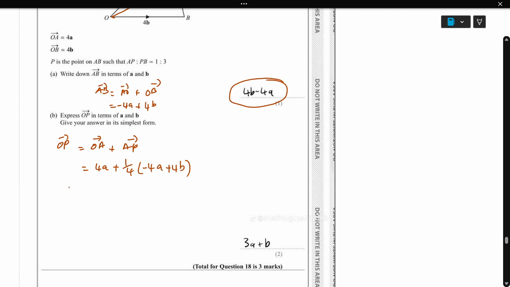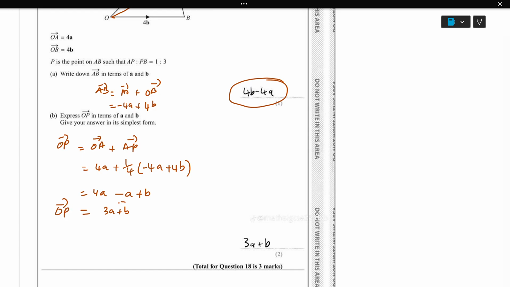So just expand this one, 4a. The negative 1/4, when you multiply inside, both of the 4s are gone. The answer is going to be 3a plus b. This is the OP vector. So this is the final answer.